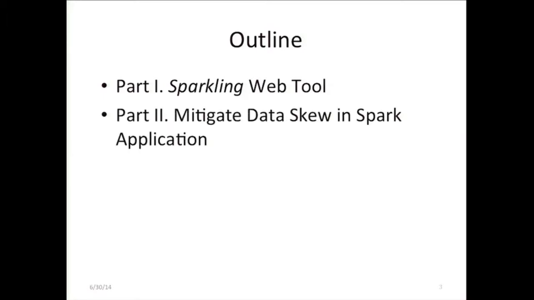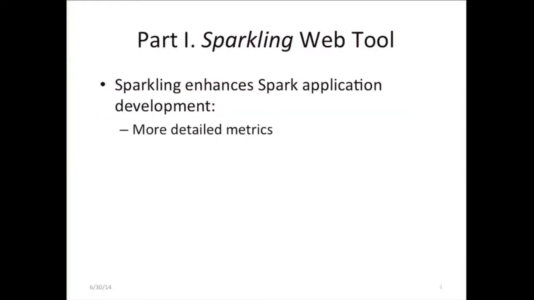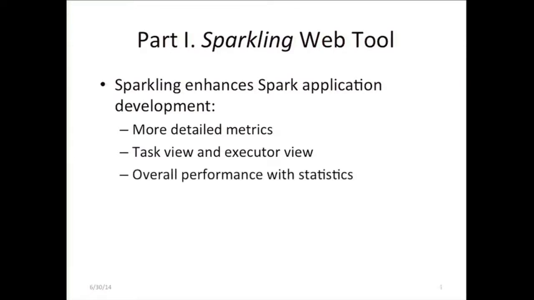During the rest of the presentation, I'd like to divide the content into two parts. In part one, I want to talk about the Sparkling Web Tool, and in the second part, I want to talk about how we mitigate data skew in our own Spark application. First things first, Sparkling Web Tool enhances Spark application development in the following ways. First, it provides a more detailed metric system. Then it provides a task view and executor view to help understand the performance. It also provides overall performance with in-depth statistical analysis. And fourth, it helps programmers avoid data skew and small tasks.